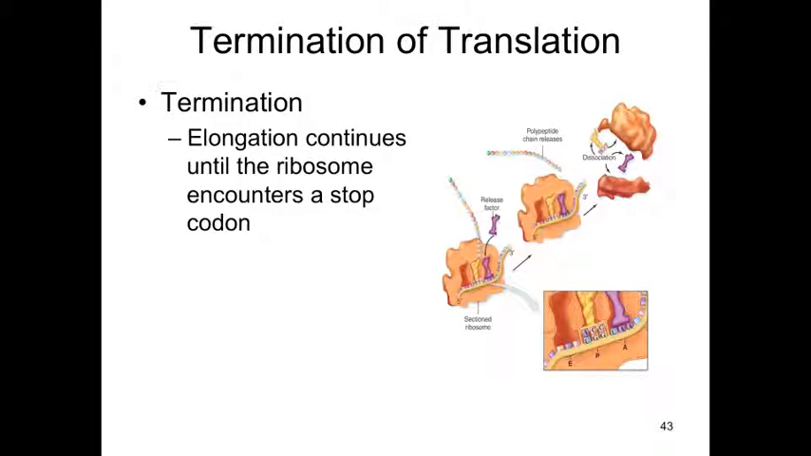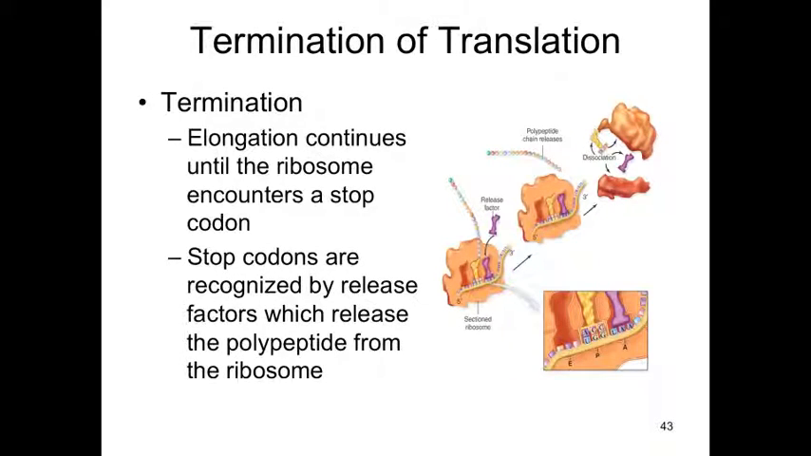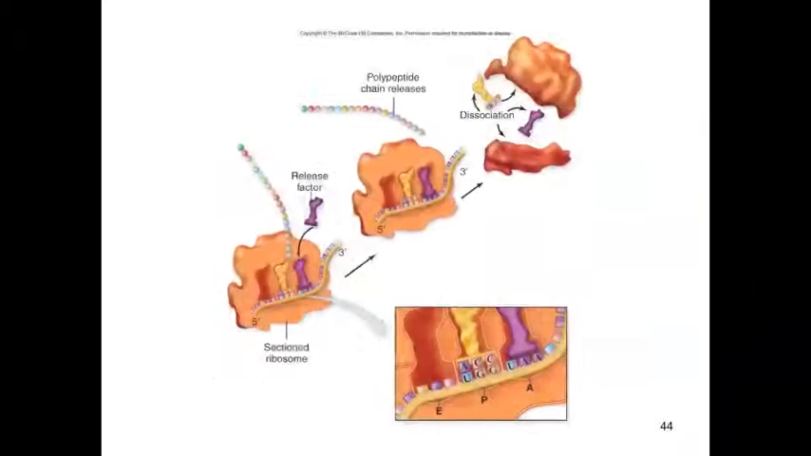Finally, we get to the termination of translation. Elongation will continue until the ribosome encounters a stop codon. Once it encounters a stop codon, a release factor will come in. A release factor is not a tRNA. It's distinctly different. In fact, I think of it as a bomb. Once the stop codon codes for a release factor, essentially, it blows up the whole thing. The ribosome is released, the messenger RNA is released, and the new polypeptide chain is released.